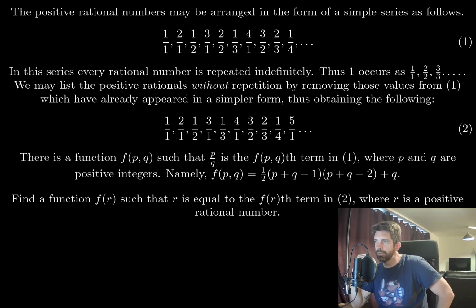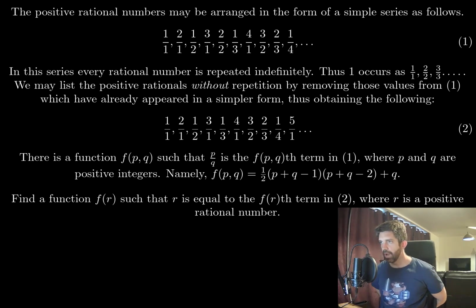The positive rational numbers may be arranged in the form of a simple series as follows: 1 over 1, 2 over 1, 1 over 2, 3 over 1, 2 over 2, 1 over 3, 4 over 1, 3 over 2, 2 over 3, 1 over 4, and so on. In this series, every rational number is repeated indefinitely. Really, this should say every positive rational number. But anyway, thus 1 occurs as 1 over 1, 2 over 2, 3 over 3, and so on.